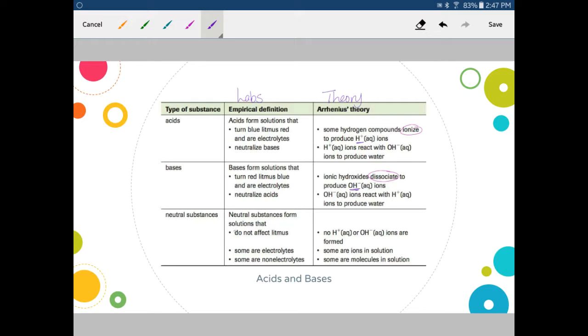Now, neutral substances, when we talk about them, we're talking about generally a solution. They do not affect litmus paper, so they do not have a color change on litmus paper. Some are electrolytes, like ionic compounds. Some are non-electrolytes, like molecular compounds. No hydrogen or hydroxide ions are formed, and some are ions in solution, which are our electrolytes, and some are molecules in solution, which are our non-electrolytes.